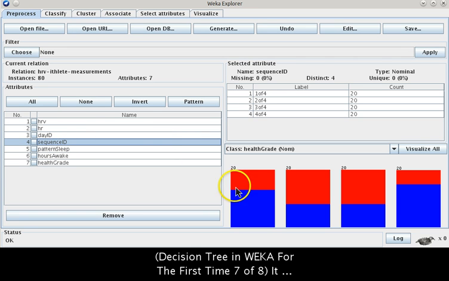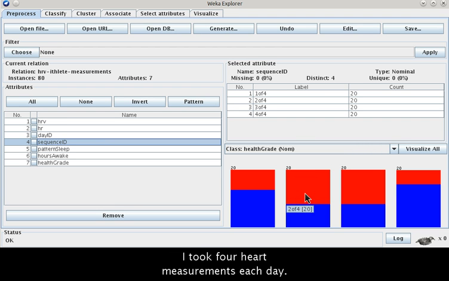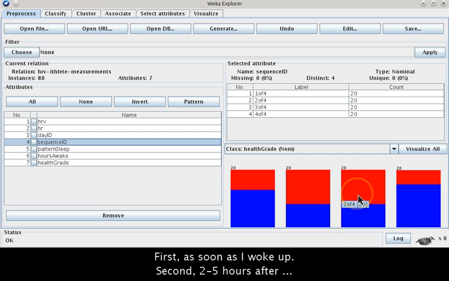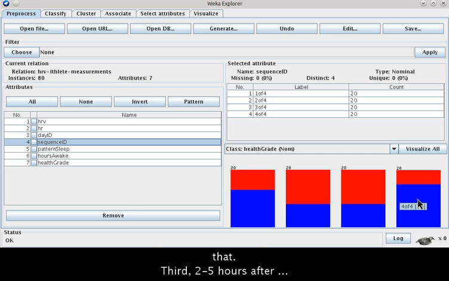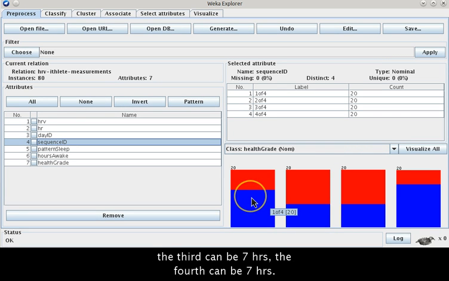It looks nice and segmented, but it has overlap. I took 4 heart measurements each day. First, as soon as I woke up. Second, about 2 to 5 hours after that. Third, about 2 to 5 hours after that. And fourth, 2 or more hours after that, before I went to sleep. So the second sequence can have a 5-hour. The third can have a 5-hour. The third can have a 7-hour. The fourth can have a 7-hour. So now you see why it's so easy to predict the first one, and it's so difficult to predict the middle ones.